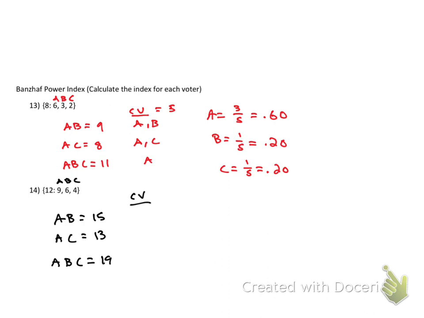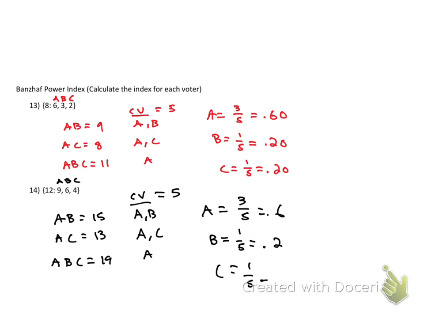Here, critical voters, again, would be A and B, and A and C, because if you removed either one, it would not win. And then it's just A for A, B, C. If you remove B, it would still work. If you remove C, it would still work. So this is going to be the exact same. A would be 3 over 5, which would be 0.6. B would be 1 over 5, 0.2. C would be 1 over 5, 0.2 there. Okay, so that one would be the exact same. Didn't even realize that.